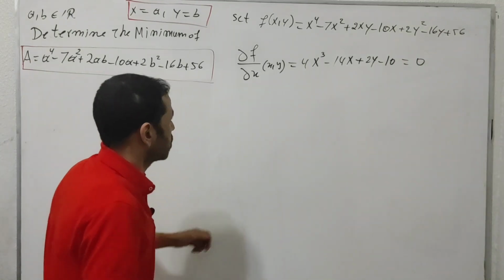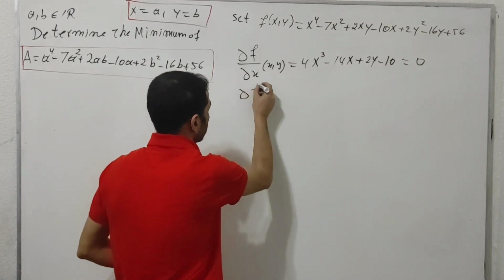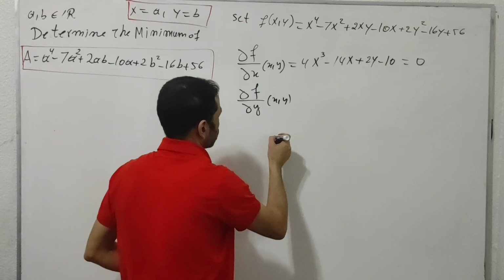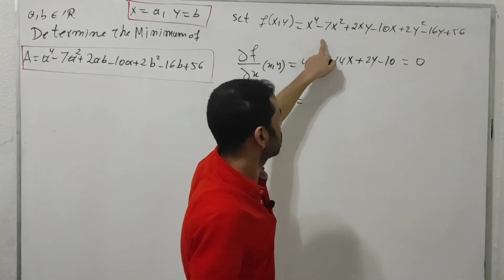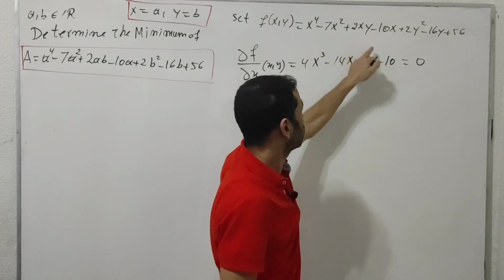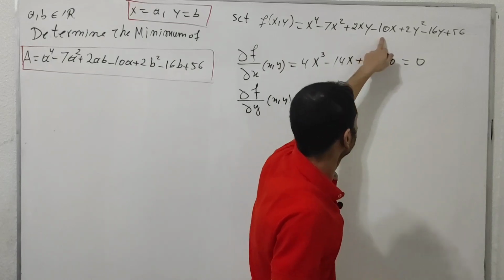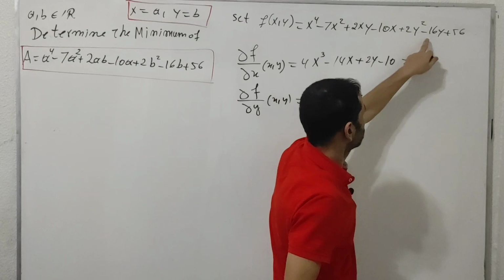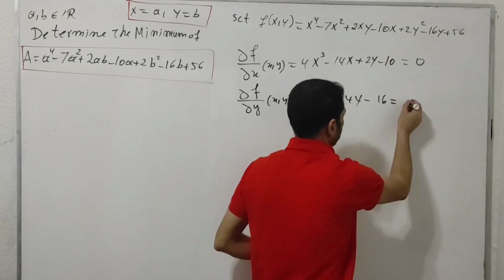Let's calculate the partial with respect to y at the point (x, y). This term is considered a constant in this case, so it is 0. This one is 2x. This one is 0. This one is 4y. This one is minus 16. This equals 0.